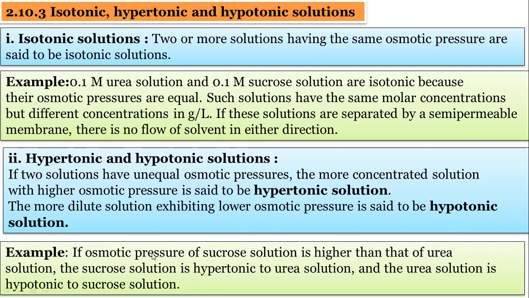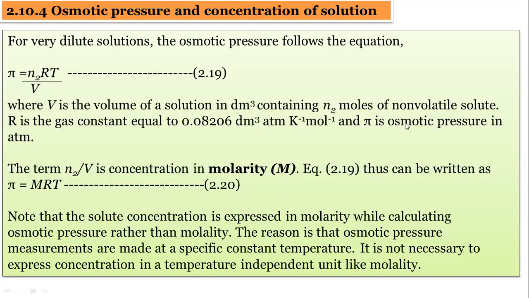We will discuss another example. The osmotic pressure of the sucrose solution is higher than that of the urea solution. If the sucrose solution has the higher osmotic pressure, then the sucrose solution is hypertonic to urea, and the urea solution is hypotonic to the sucrose solution. Vice versa, the osmotic pressure of the urea solution is lower than the sucrose solution. So urea is hypotonic to sucrose and sucrose is hypertonic to urea. Then we will discuss the next one.